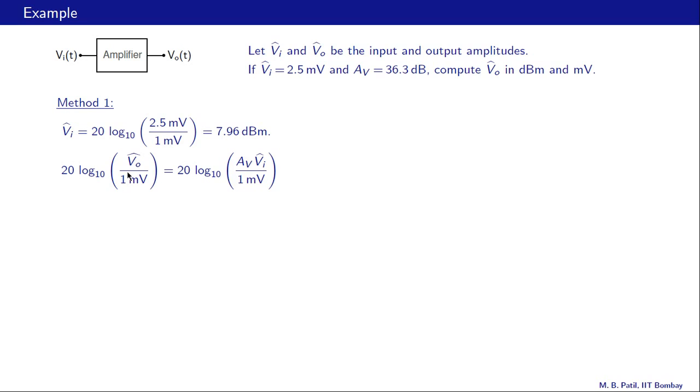Now we know that Vo cap is Av times Vi cap. We can divide both of these by 1 millivolt. Then we can take log to the base 10 and then we can multiply both sides by 20. And then this right hand side can be written as 20 log to the base 10 of Av plus 20 log to the base 10 of Vi cap divided by 1 millivolt. Basically, this is a product of two numbers. One is Av, the other one is Vi cap by 1 millivolt, and that is how we get this relationship.